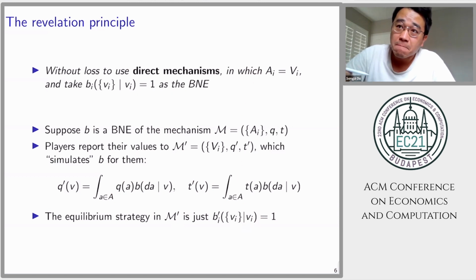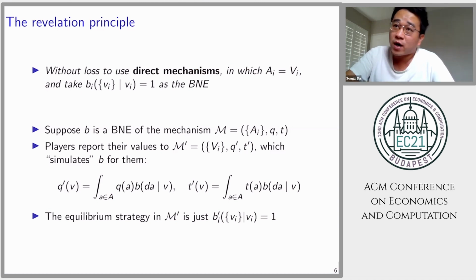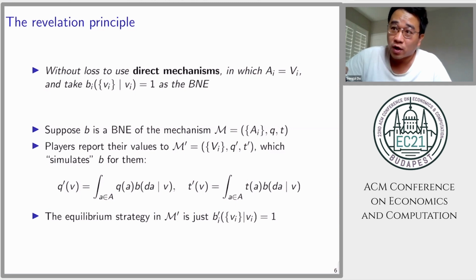The important assumption here is that the seller can use direct mechanisms without loss because the seller is choosing both the mechanism as well as the equilibrium. So the seller can combine these two objects, mechanism and equilibrium, into a single object, which is just a direct mechanism. We can focus on direct mechanisms because we are assuming the seller is choosing the best equilibrium.